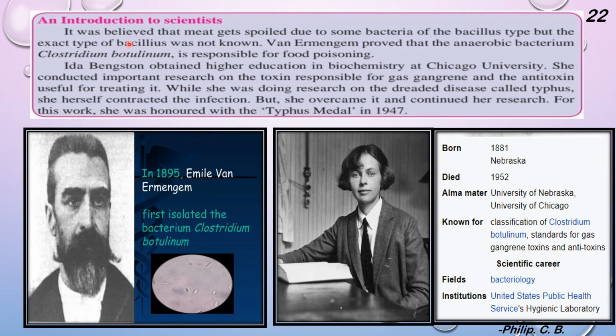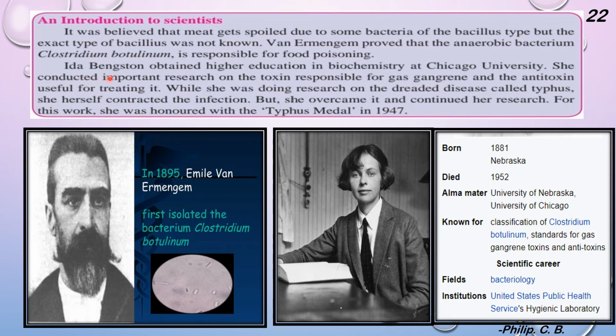Now, again, an introduction to scientists. It was believed that meat gets spoiled due to some bacteria of the bacillus type, but the exact type of bacillus was not known. Van Ermengem proved that the anaerobic bacterium Clostridium botulinum is responsible for food poisoning. So Clostridium species is responsible for food poisoning, which was later proved by Van Ermengem. I put the image of the scientist in 1895. Emile Van Ermengem first isolated the bacterium Clostridium botulinum.